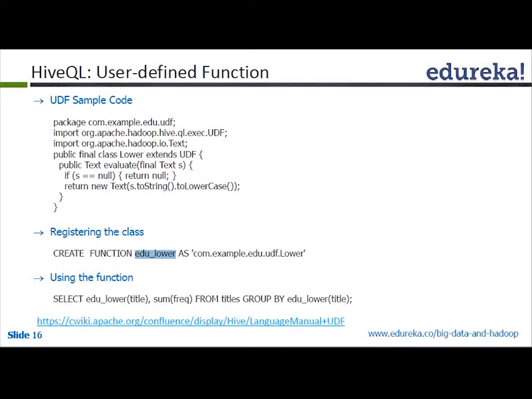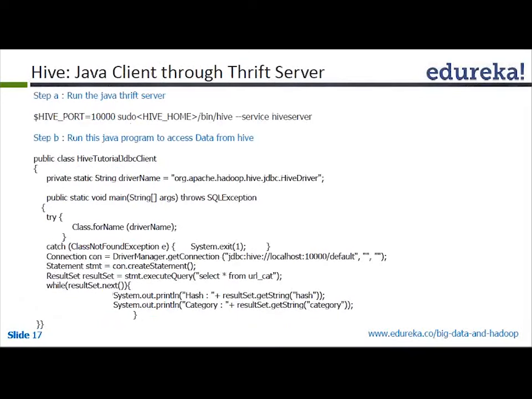So this is the UDF that we have, guys. Now, you can also use your Hive to connect to a Java code. Supposing you have a plain Java code and you want to fire some SQL query from the Java code, how do I do it? How do I connect to a Hive machine? We do it through something called a thrift server.